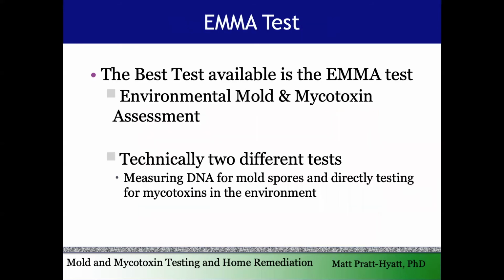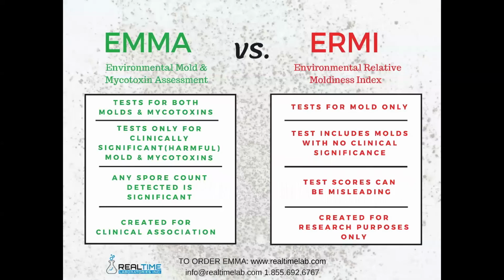That's the reason why you need to do another test as well, called the EMMA test, which is really the best available test for environmental mold and mycotoxin assessment. Technically, it's two different tests. The first half is measuring DNA for mold spores, and the second is directly testing for mycotoxins in the environment. This is much better than the old ERMI test, which only tested for mold. This is really the ERMI Plus, the ERMI Premier test, which tests for both mold and mycotoxins.